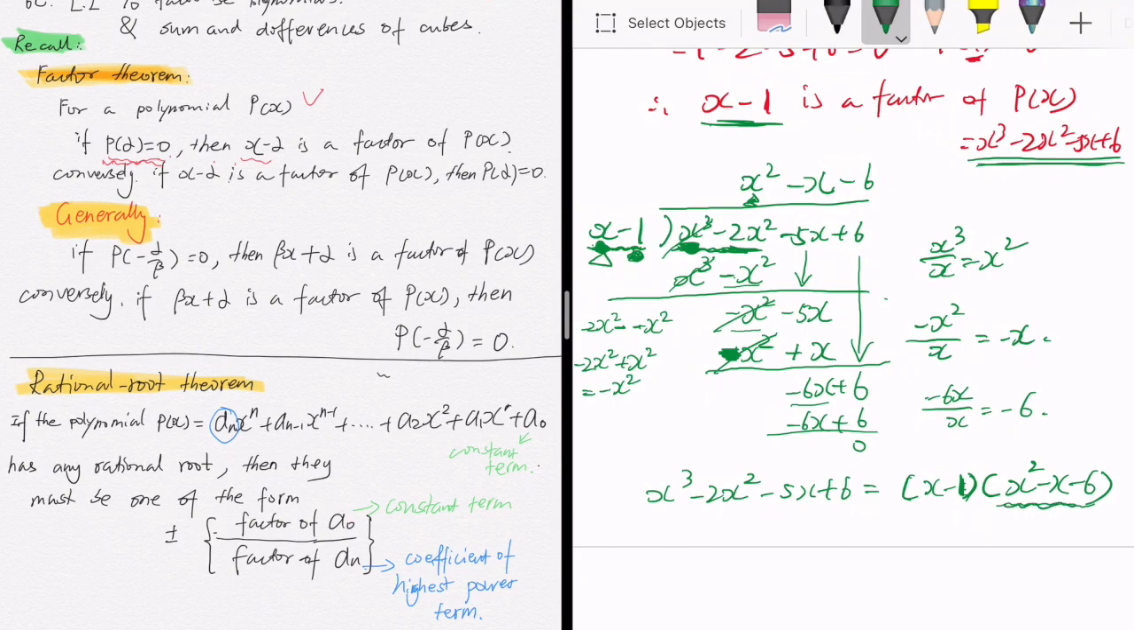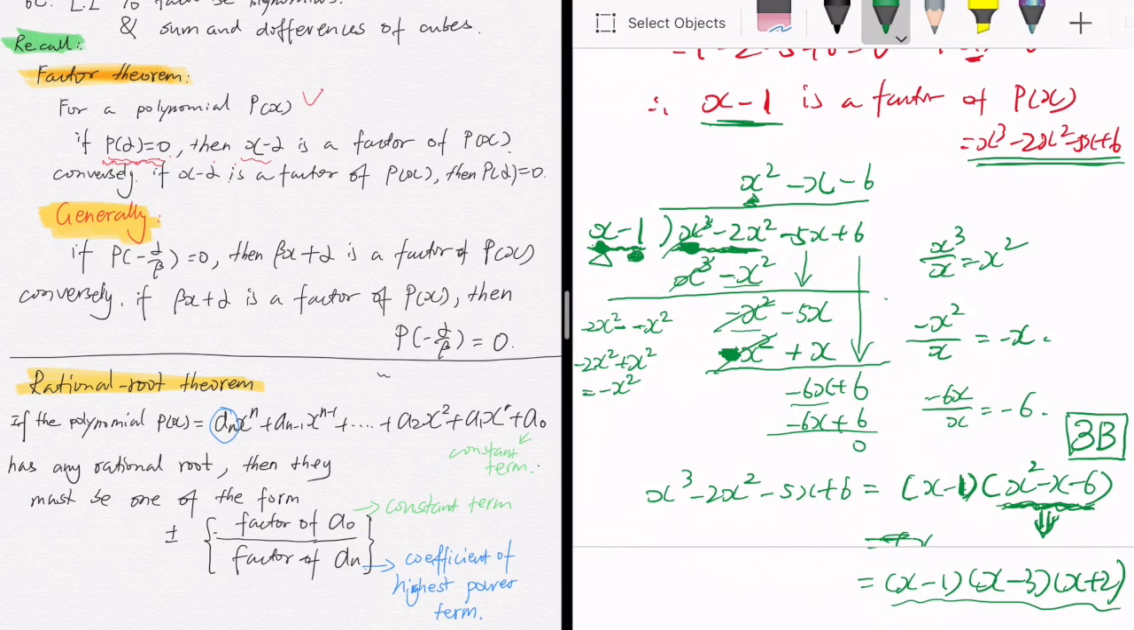Now, if you have a look at this quadratic over here, x squared minus x minus 6, you actually can factorize more. That will become x minus 1, x minus 3, x plus 2. Alright, for this part, if you don't know how to do it, make sure you check my video of straight B, or you ask me in class how we factorize further the one over here. Okay, so now we have finished.